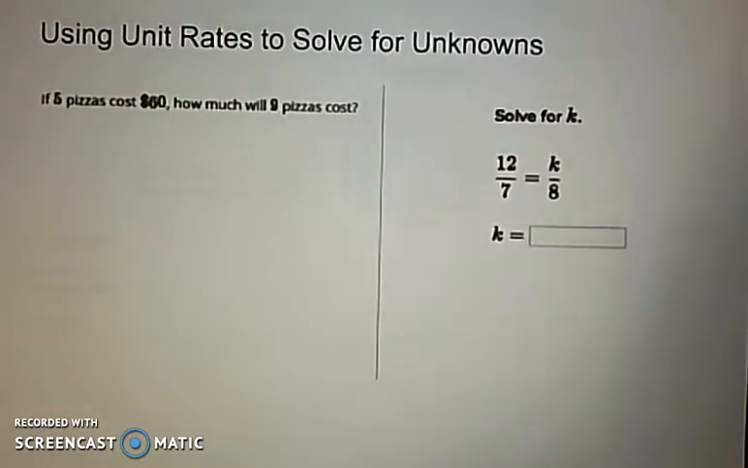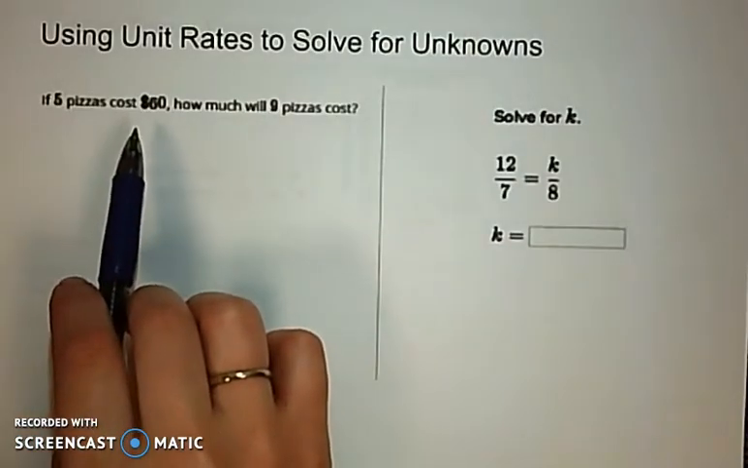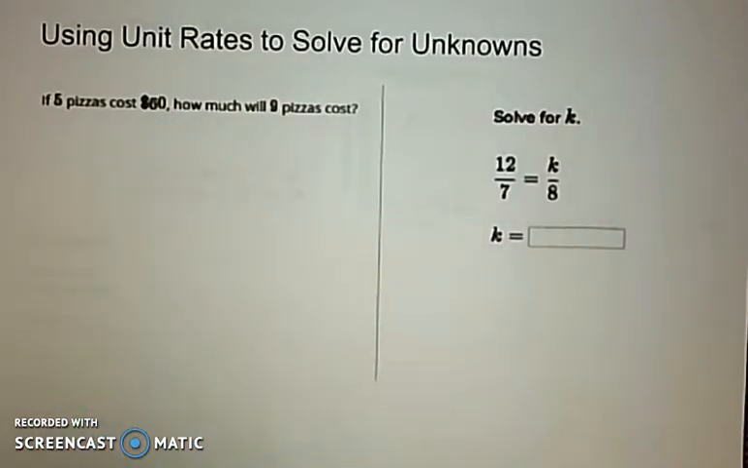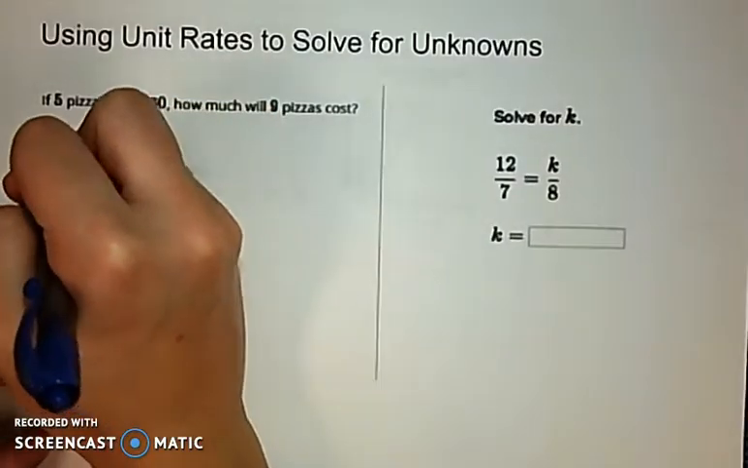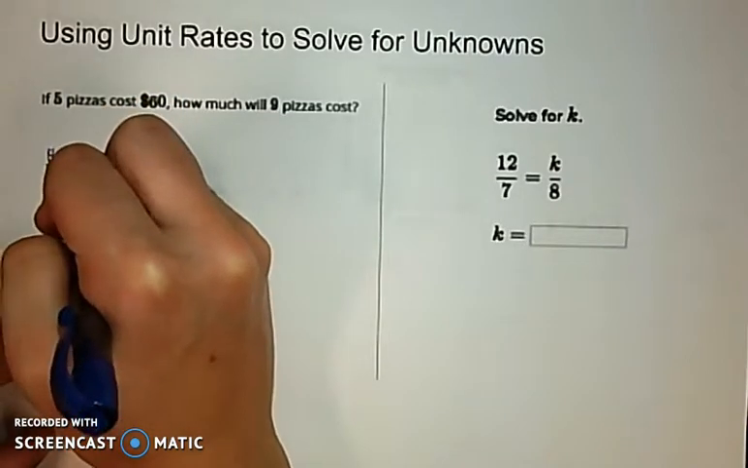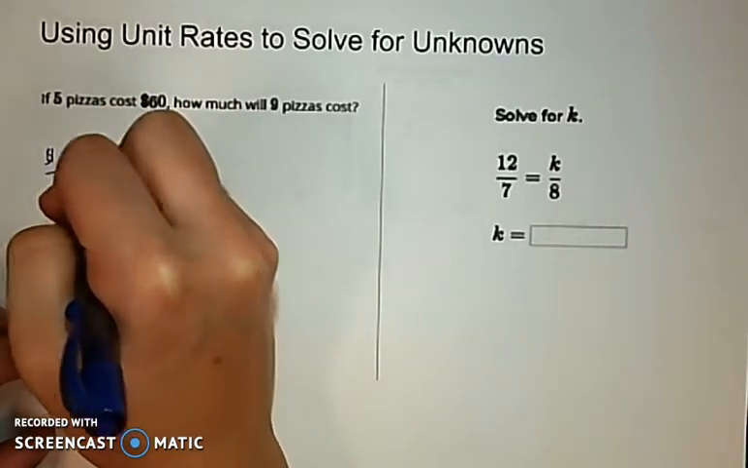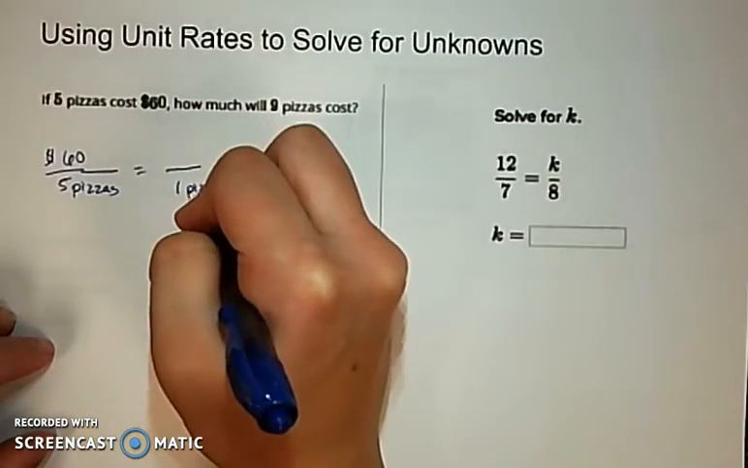Okay, so next we're going to talk about how we can use these unit rates that we just talked about to solve for unknowns. So here it says, if 5 pizzas cost $60, how much will 9 pizzas cost? So you can do this a couple different ways. If I think about, all right, well, I've got $60 for 5 pizzas, I can figure out how much I need for 1 pizza.